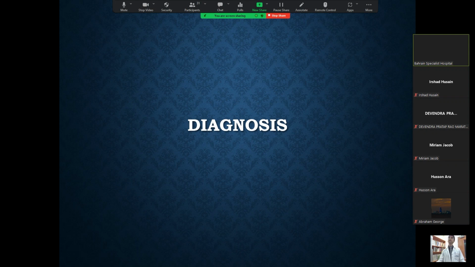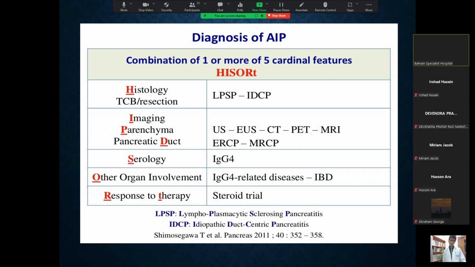So now we move on towards the diagnosis. How do we reach the conclusion? It's not that well studied, so there are different criteria. The most commonly followed criteria is the HISORt criteria. H stands for histology, I for imaging, S for serology, O for other organ involvement, and RT is response to therapy.